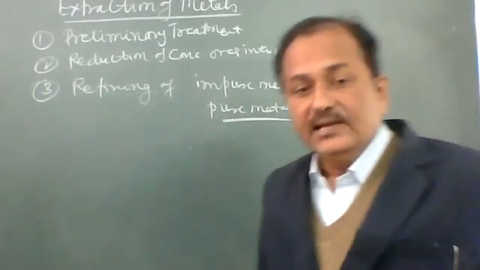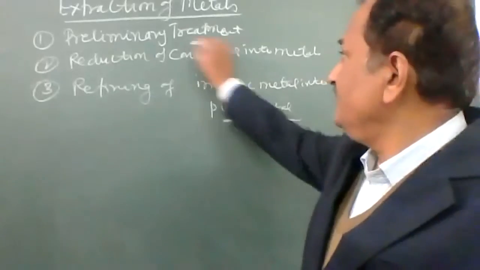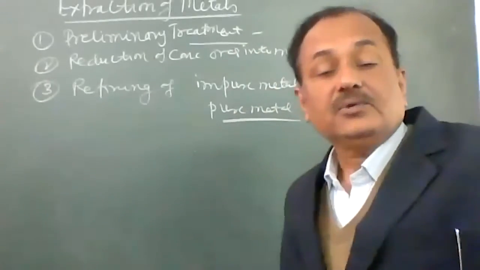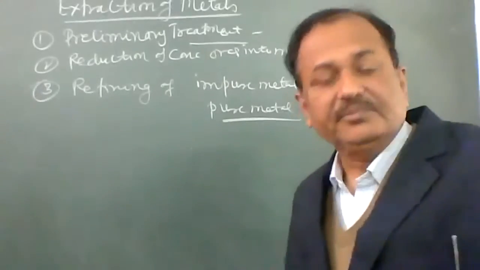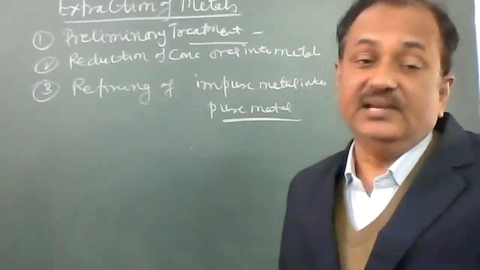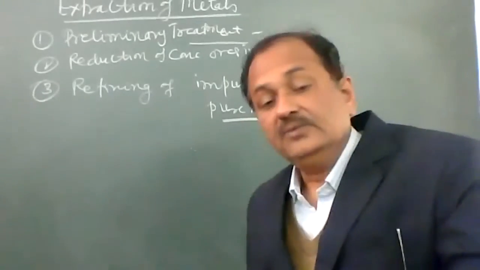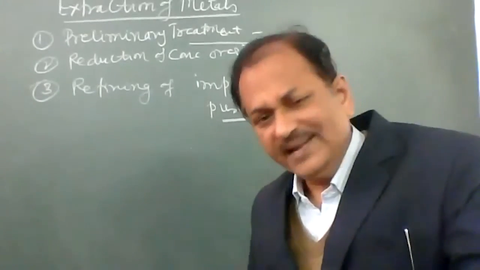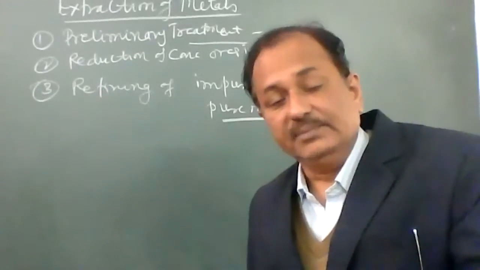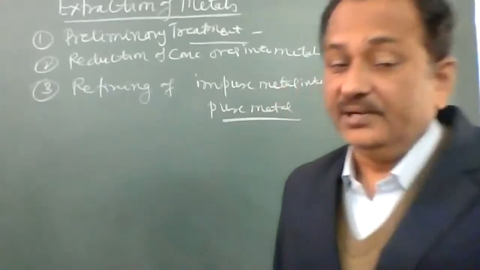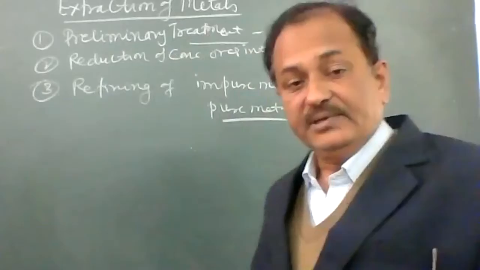In preliminary treatment, I'm just going to brief you. The ores are concentrated by removing the impurities by a suitable method. It can be a physical method or a chemical method. It can be hydraulic washing, as you know, or gravity separation, or any suitable method, depending on the nature and type of impurities. So this is the preliminary treatment.